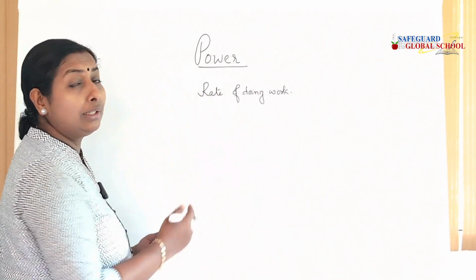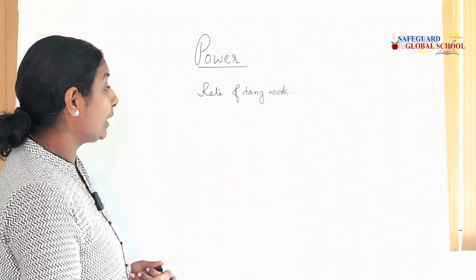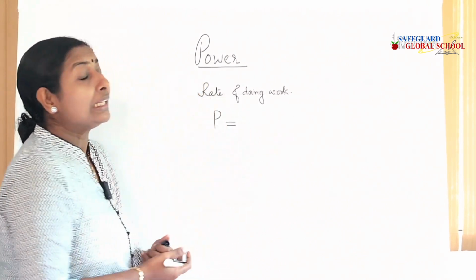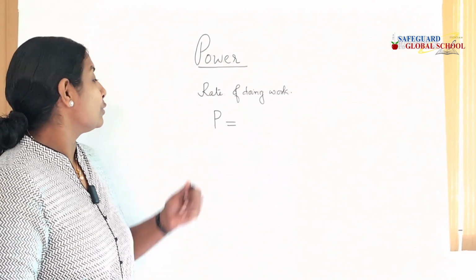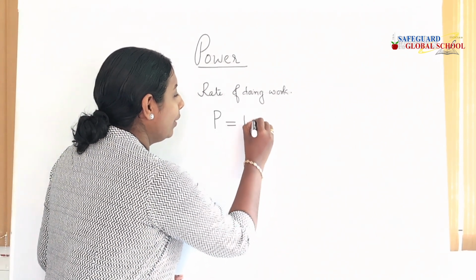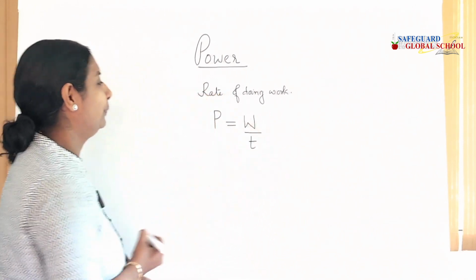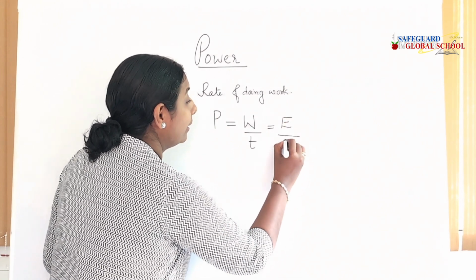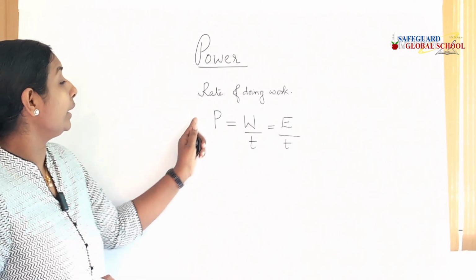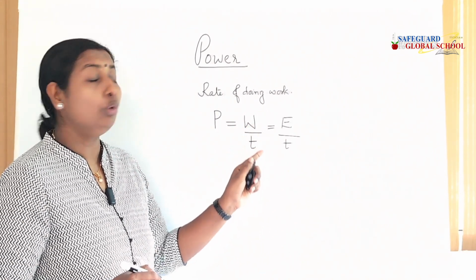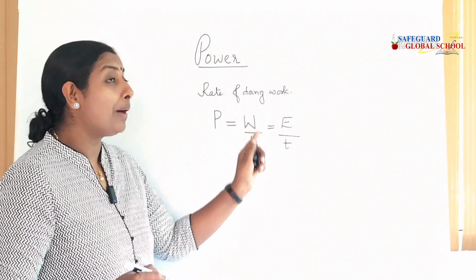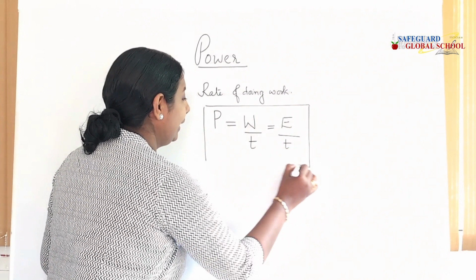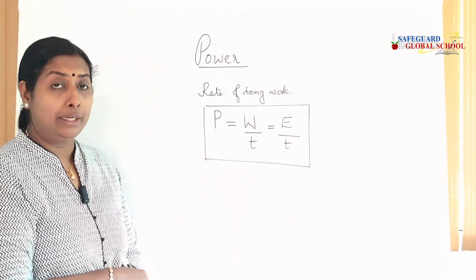So can we convert this statement into a mathematical relation? So we can write the rate of doing work or the rate of expending energy. So power is equal to work by time, or we can say that power is equal to energy by time. So there are two equations. Either power is equal to work by time or power is equal to energy by time. So these are the equations that you have to note in mind.